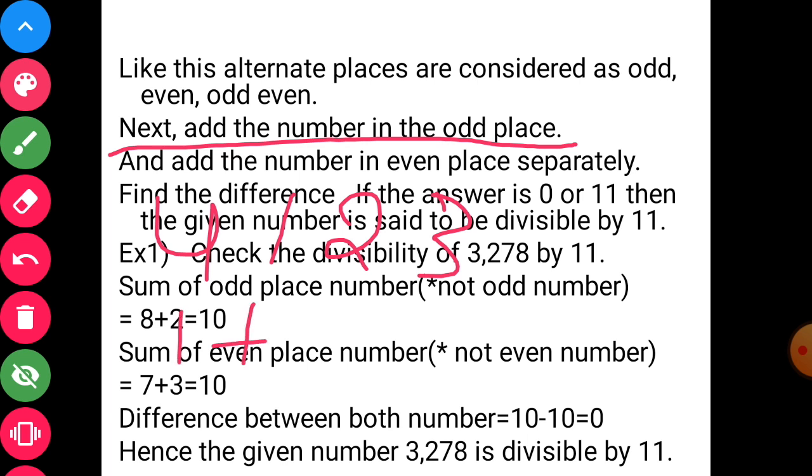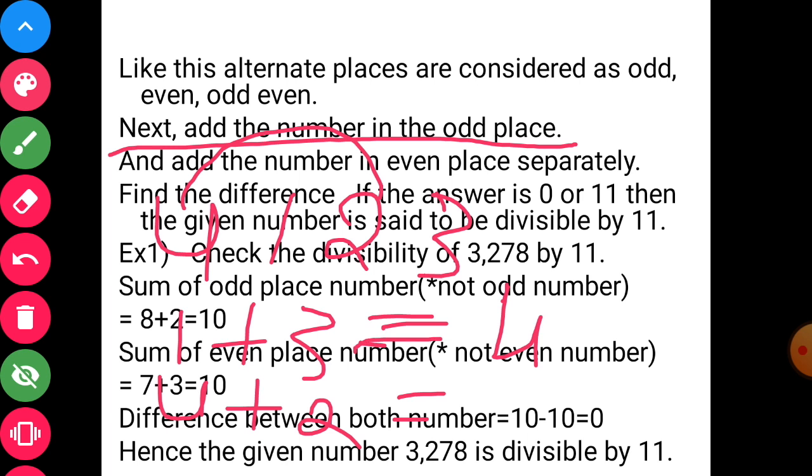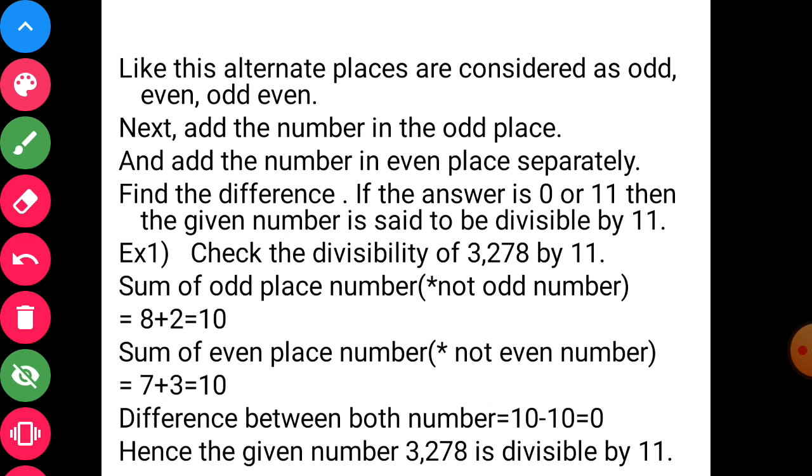First, 1 + 3, the numbers in odd place, is equal to 4, you will get. Then numbers in even place, 4 and 2, 4 + 2, separately you have to add this. Now you will get 6. Find the difference. 6 - 4 is equal to 2, you will get.